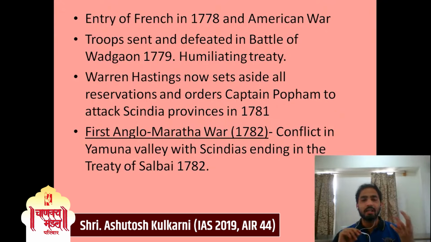So you will find that it is the territories in the Yamuna Valley, which were under the control of the Sindhias of Gwalior, that began to be attacked by the British. So Warren Hastings ordered him, and in 1782 a major war broke out, which is called the First Anglo-Maratha War. The British actually fought with the Sindhias, and this war ultimately led to the defeat of the British. But now the war had to be stopped because even the Sindhias were in no position to continue it. So the British stopped the First Anglo-Maratha War in 1782 and signed a treaty.